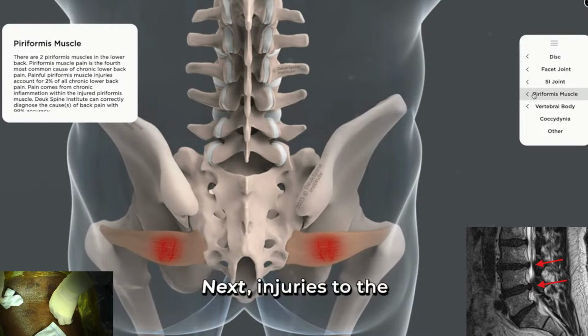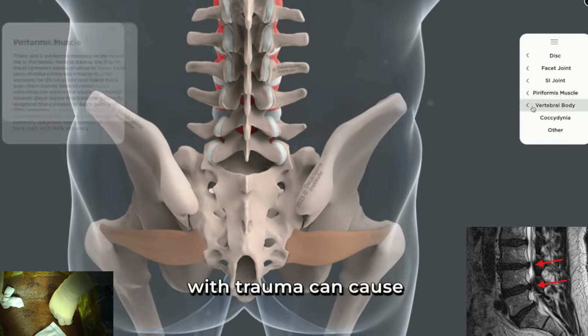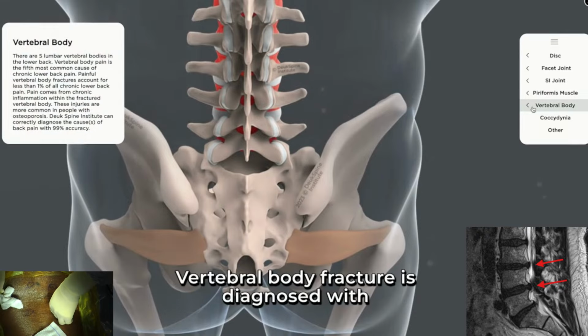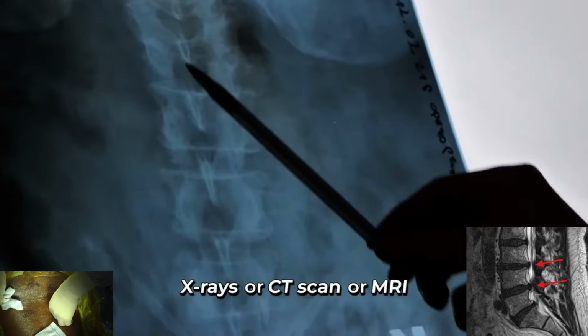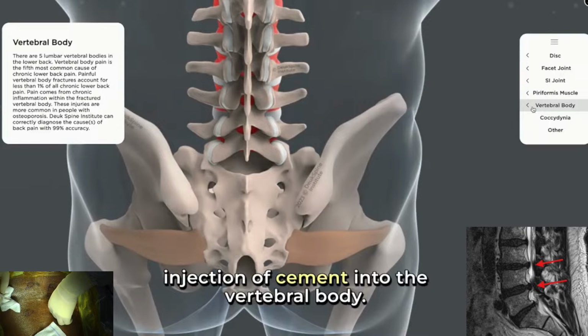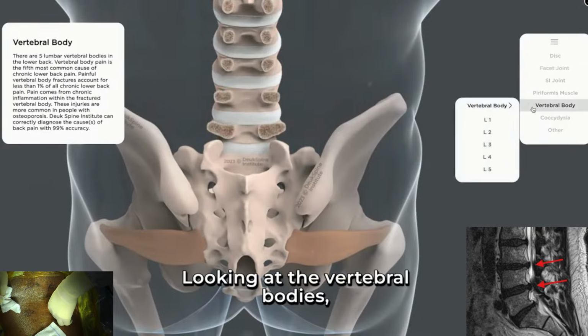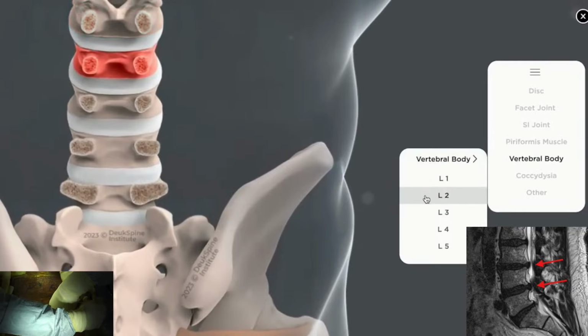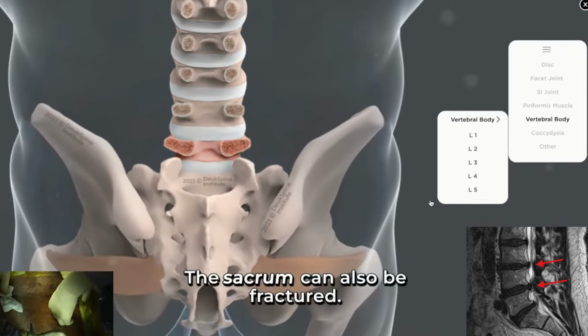Next, injuries to the bones of the spine, the vertebral bodies. With trauma, there can be fractures of the vertebral body. Vertebral body fracture is diagnosed with X-rays, CAT scan, or MRI, and is treated with injection of cement into the vertebral body. Looking at the vertebral bodies, the most common to be affected is L1, followed by L2, then L3, L4, and L5. The sacrum can also be fractured.